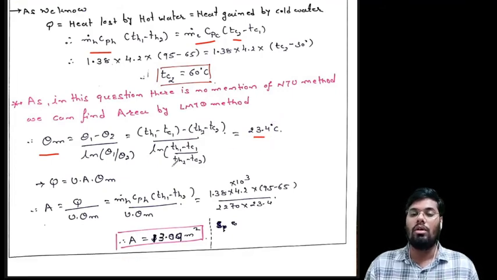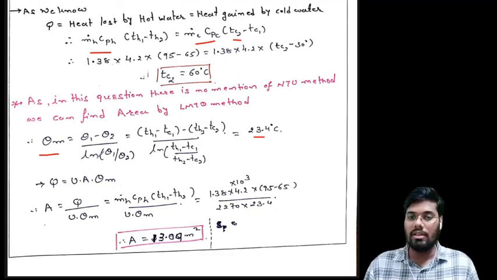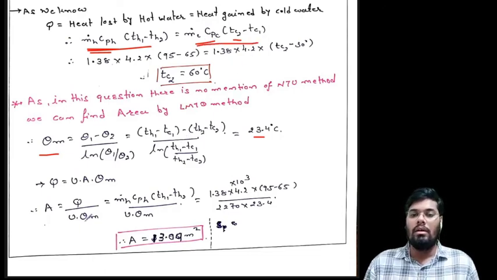And we also know the equation Q is equal to UA theta m. In this equation, U is already given in the question. The value of Q we can find either by using this equation, MHCPH TH1 minus TH2, or by using MCCPC TC2 minus TC1. U is already given in the question, and theta m is 23.4. So by putting all these three values, we can easily find the value of area A.